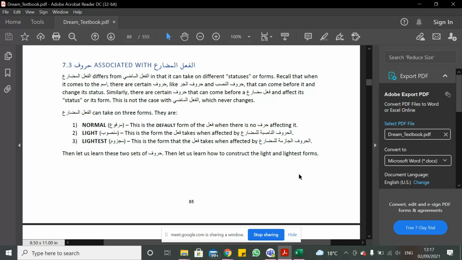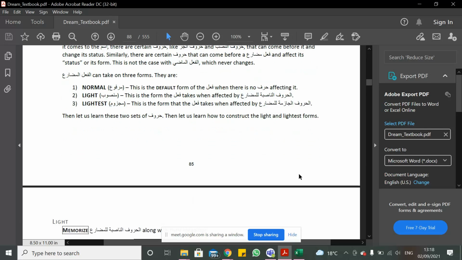Is that all marfu'? That's all marfu'. Yes, by default, fi'l mudare is marfu' when there are no huruf coming before it, so it is a normal form. But when you have any of the huruf from the nasiba chart or the jazima chart, they will have an effect on it, making it mansoob or majzoom, making it light or lightest. Light and lightest is easy to remember, so remember it is light and lightest, or mansoob or majzoom.